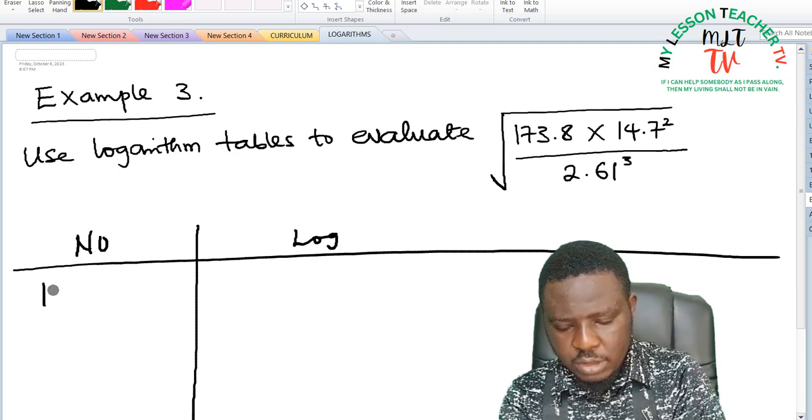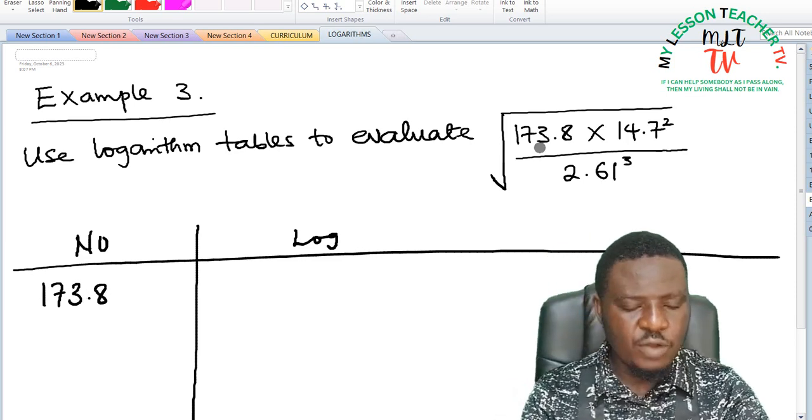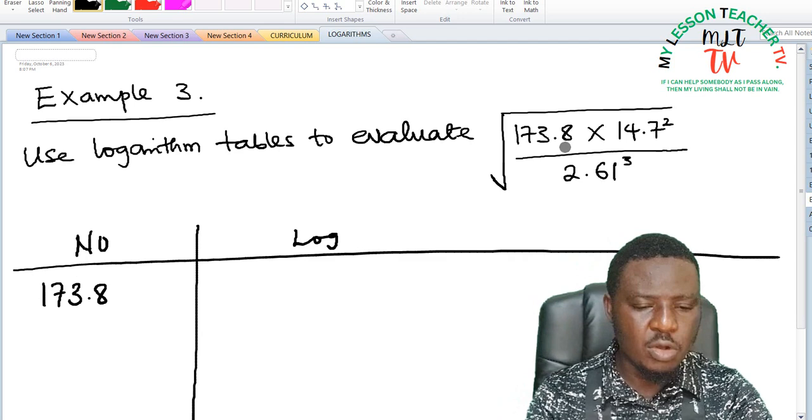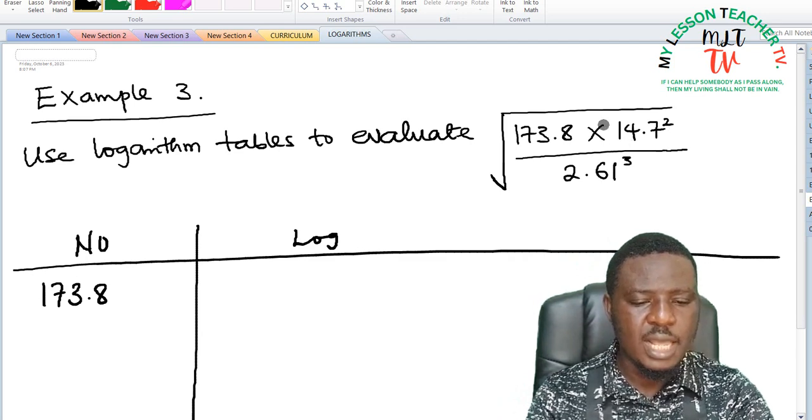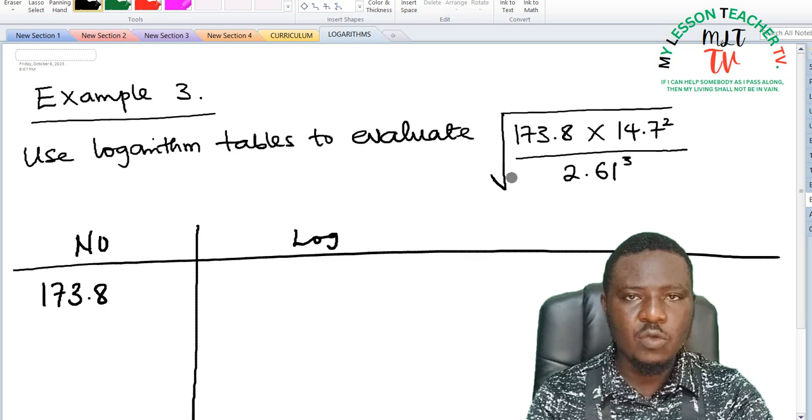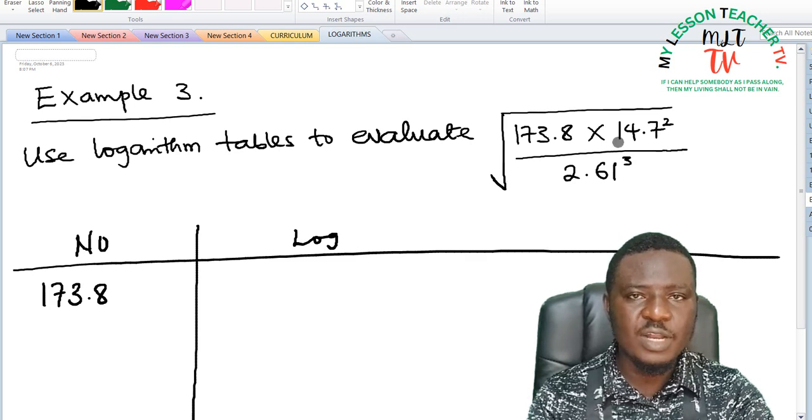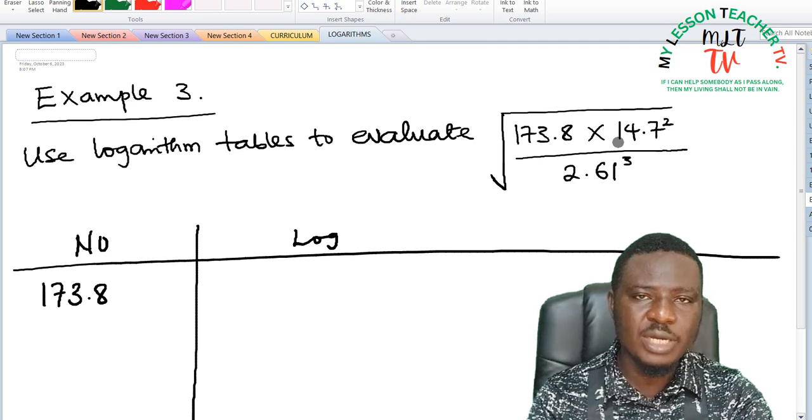I'll then look for 173.8. Look for the value of 173.8 in log. Do the same with 14.7 squared. Add them together. Then look for the value of 2.61 cubed in logarithm and divide the numerator by the denominator. Lastly, you look for the square root of the answer, which is equivalent to dividing the logarithm by 2.